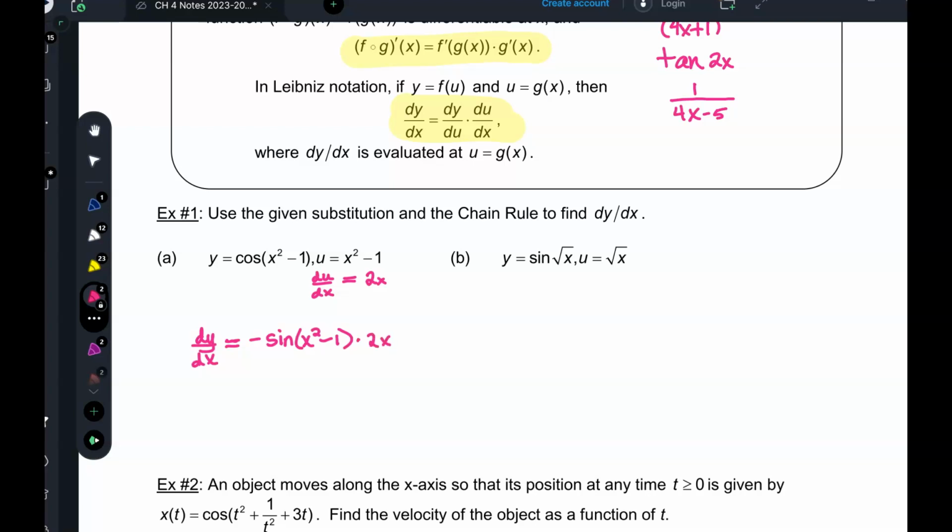Okay, so the dy over du is just the derivative of the outside, yeah, this part. It's just the derivative of cosine. And then we leave whatever is here. We don't change that. Yeah, so it's just the derivative of y with respect to u, where u is this, and then times the derivative du dx.